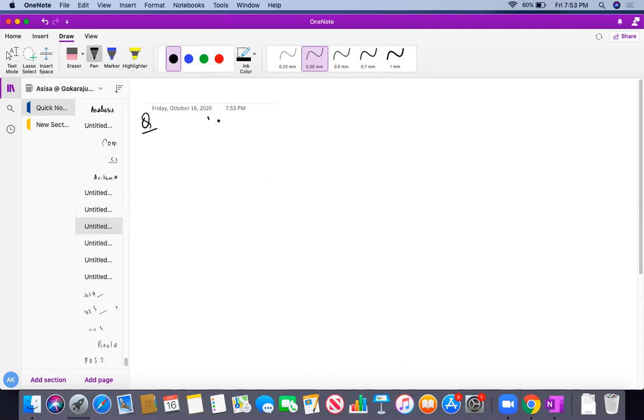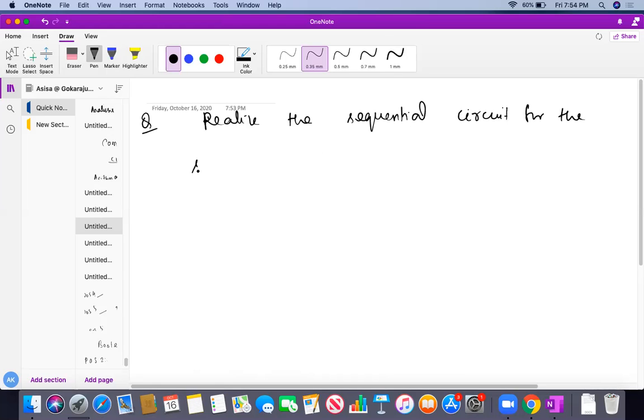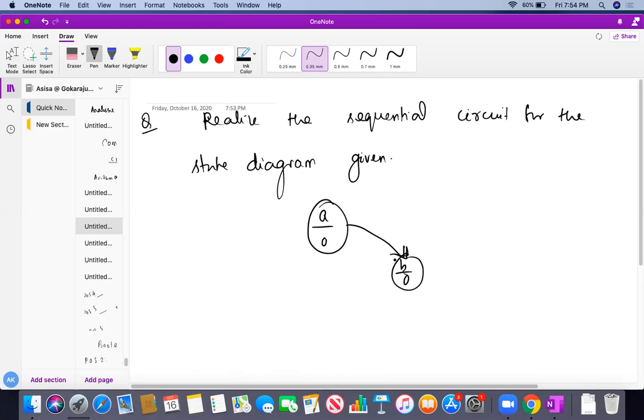So you see here, what will be the question? The question will be: realize the sequential circuit for the state diagram given. Just see here, very important question. So let's say the state diagram is here, A 0. Just see here how the state diagram is. I'll explain this also, don't worry.